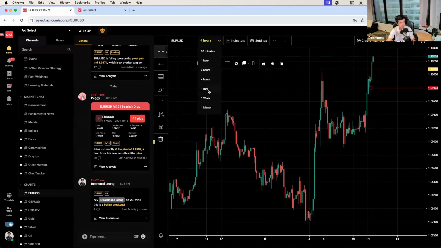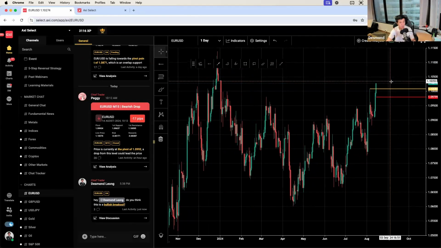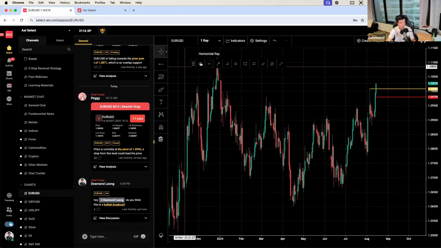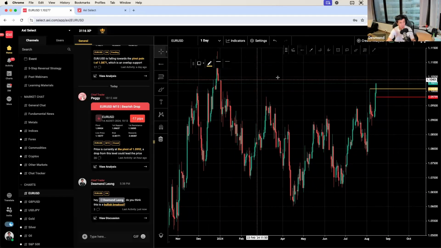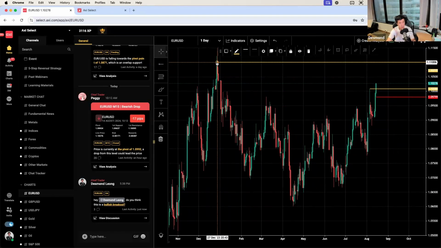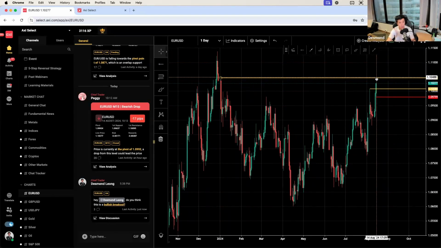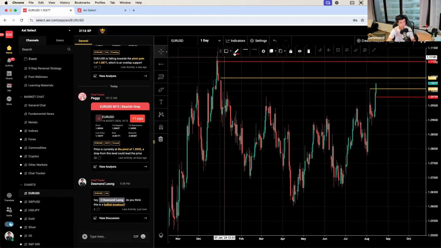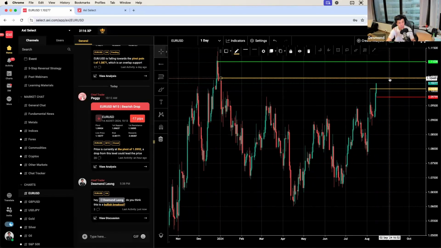So let's just take a look at the higher time frame. Maybe I'm playing a move and I notice that my next risk level is, well, not many risk levels over here. But let's just say I notice that there's a big resistance over here. If I identified this as a big resistance level, I would use this, right? And maybe my final take profit is all the way up here. I might put this as my break-even level.